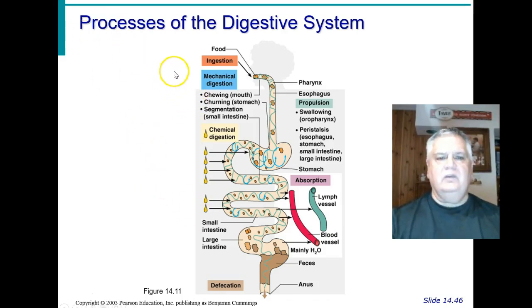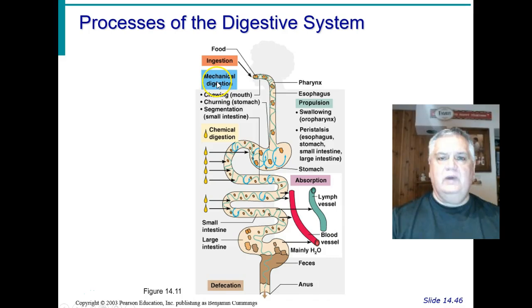So here is a diagram that reiterates what we've been talking about. The 6 processes that occur in the digestive system. Ingestion. Once the food is ingested, it has to be moved from one area of the GI tract to the next. Propulsion. Propulsion is going to involve swallowing, peristalsis in the esophagus, stomach, and small intestine, and even in the large intestine. And it's also going to involve segmentation in the small intestine as well.